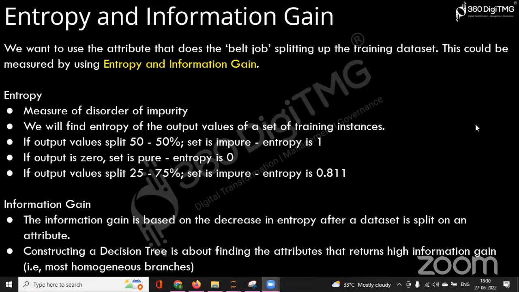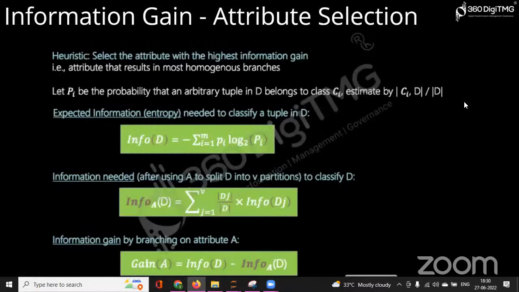So that is how you will be calculating the information gain. This is a heuristic approach. How will you be calculating the information gain? First, this is the formula for information gain: negative sigma of P(i) log 2 P(i).